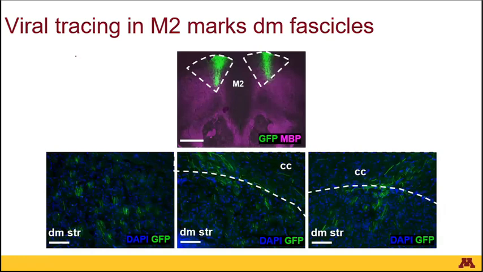And so I did the tracing myself. Here I am showing my injection location in M2. I used a GFP virus. And when I do that, basically all the M2 neurons are going to be labeled with GFP, and you can follow the axons of these M2 neurons. And when you do that, you can see them in bundles in the dorsal medial striatum. Here and here, you can actually see them coming off the corpus callosum and forming those bundles as they pass through the striatum.